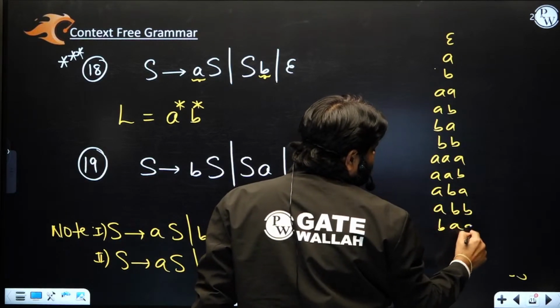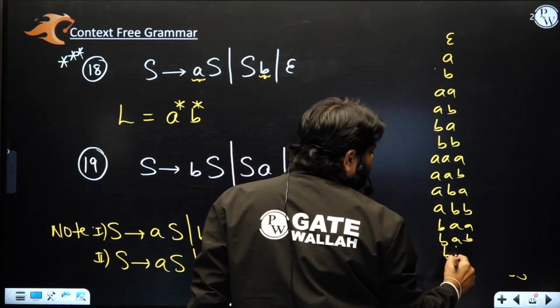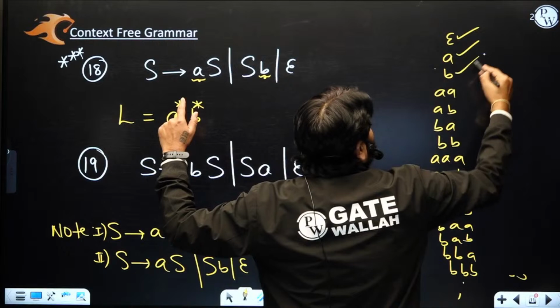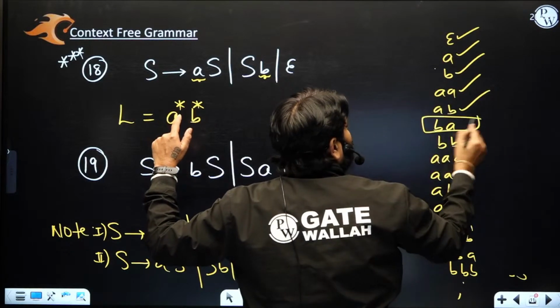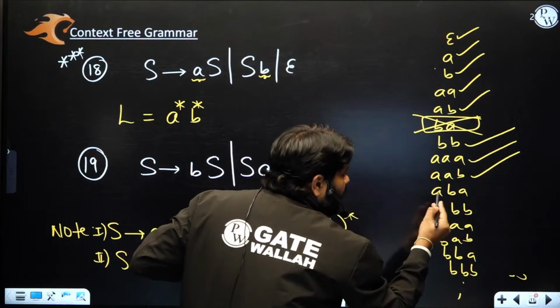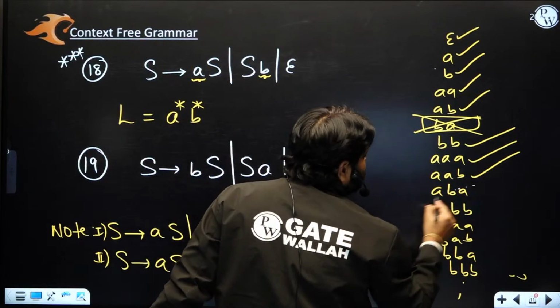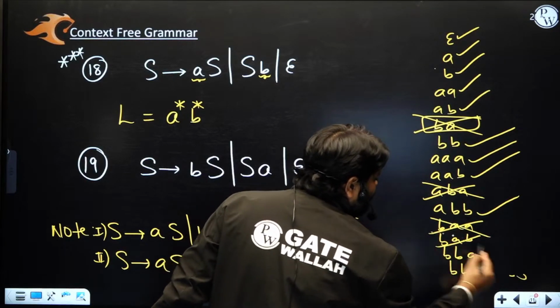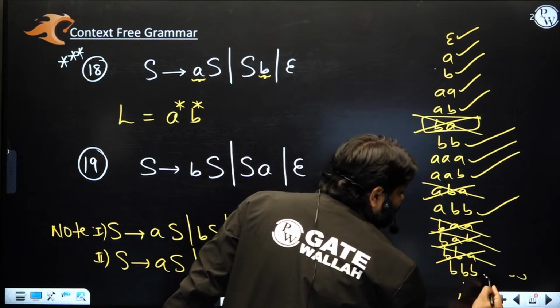Now look at this. At least try up to length 3 to get the idea of what is happening. Now look at epsilon, A, B, double A, B, but BA is gone. And double B, yes. Triple A, yes. AB, yes. Now ABA, try it. Impossible. ABB, yes. B double A, impossible. BAB, impossible. BBA, impossible. But triple B is okay.